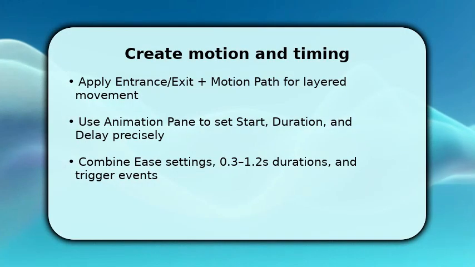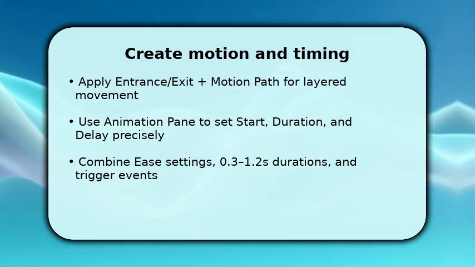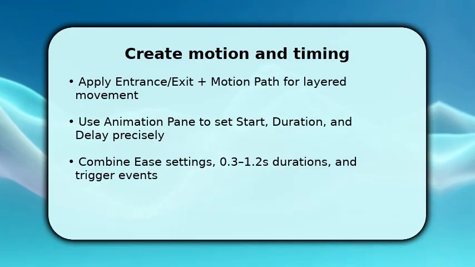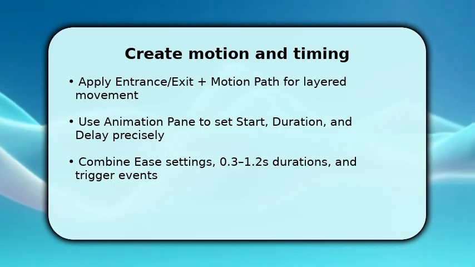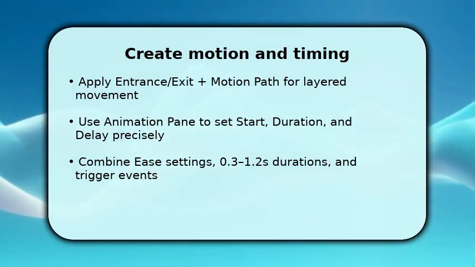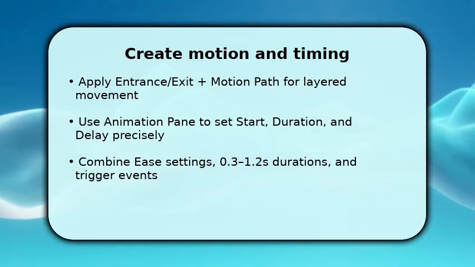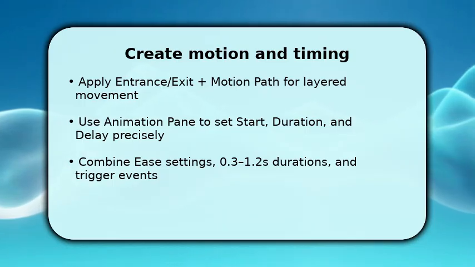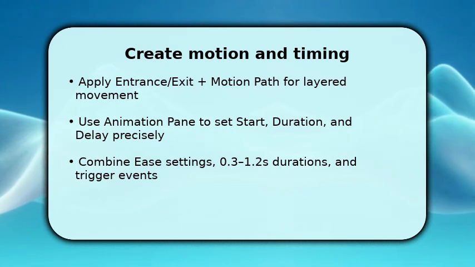You now build the action. Pick an entrance, add a motion path, and layer an exit if the element should leave. Open the animation pane and set Start to On Click, With Previous, or After Previous to control flow. Then dial duration between 0.3 and 1.2 seconds for natural speed, and add small delays to stagger items. Use ease options to soften acceleration. Once you preview, adjust paths and durations so elements don't collide, and the sequence feels intentionally choreographed.